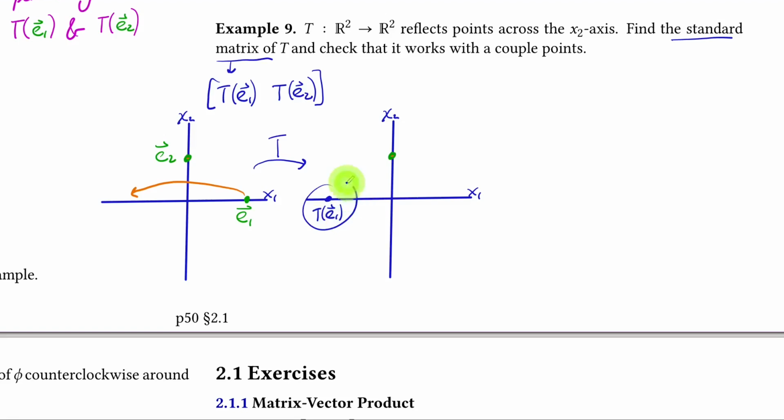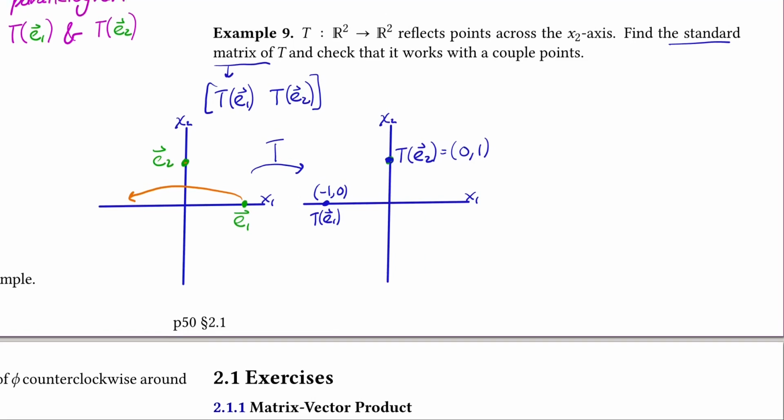So here's T of E1. It's been reflected across. It's now at the point -1, 0. And T of E2, it's on the x2 axis, so it doesn't move anywhere. It stays in the same spot. Sort of like when you look so closely in a mirror that you stick your nose against the mirror. That's where T of E2 is, touching the mirror so it doesn't move.